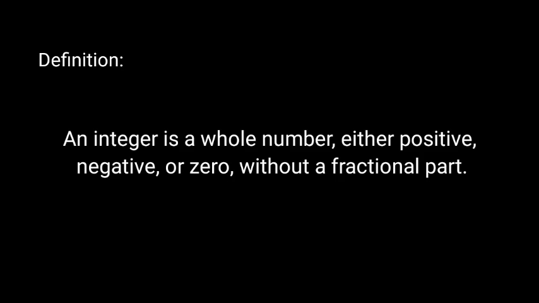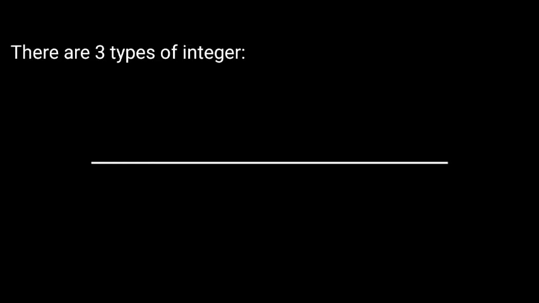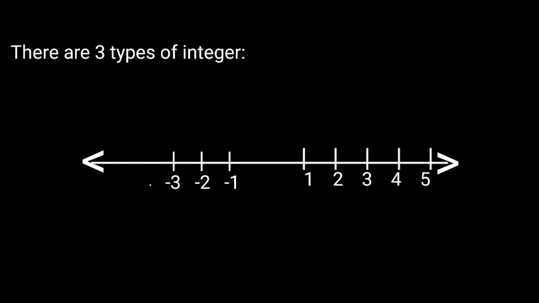I'm gonna talk about all cases in adding integers, but first let us define integer quickly. An integer is a whole number, either positive, negative, or zero, without a fractional part. There are three types of integer. First is positive integers: 1, 2, 3, 4, 5. Second is negative integers. Examples are -1, -2, -3, -4, -5. And the 0.